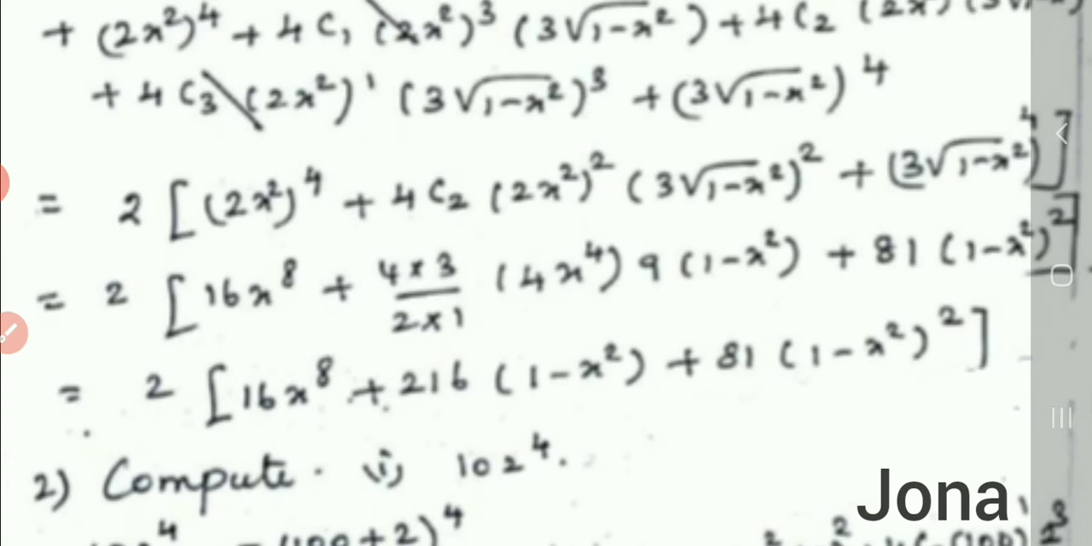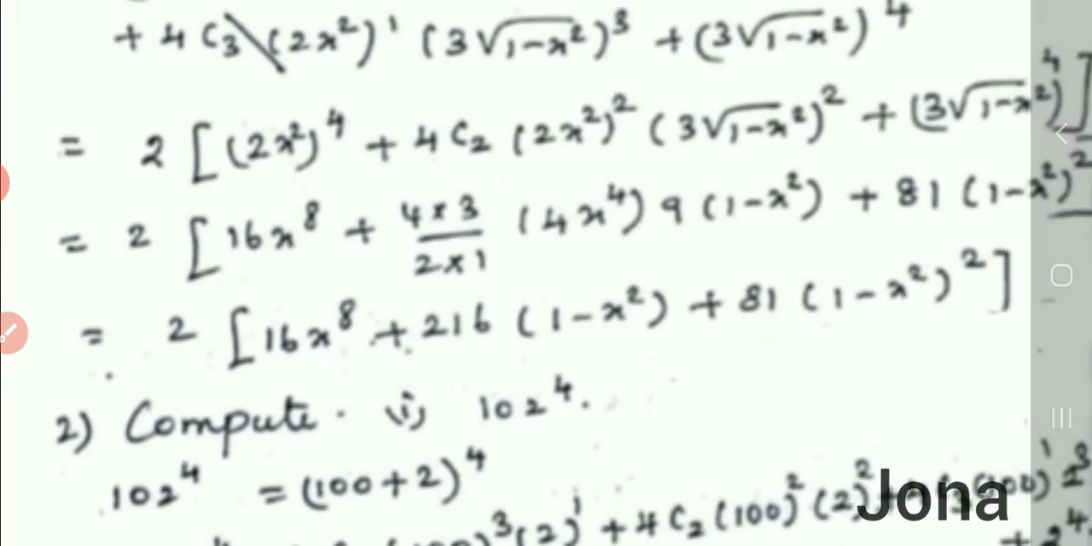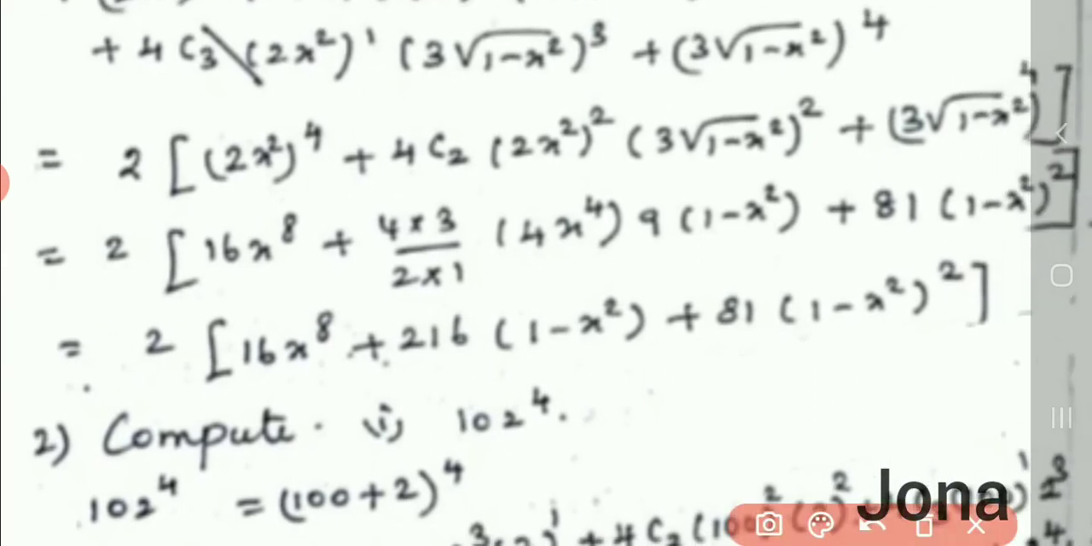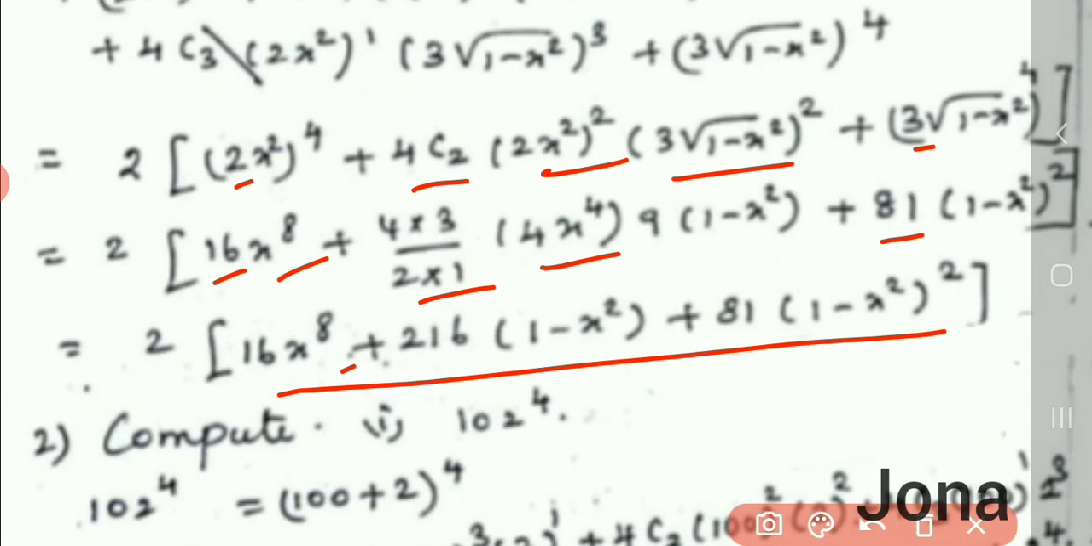Then we want to simplify in the bracket there. Power 4 is there, so we can multiply 2 by 4 times. So, 16x⁸, and 4C2 is 4 into 3 divided by 2 into 1. Squaring this term we get 4x⁴, and squaring this, 9(1−x²), plus here 4 times we have to multiply this 3, that is 81. That 4 times is nothing but (1−x²)². And then if you cancel everything, we will get the answer in this bracket.